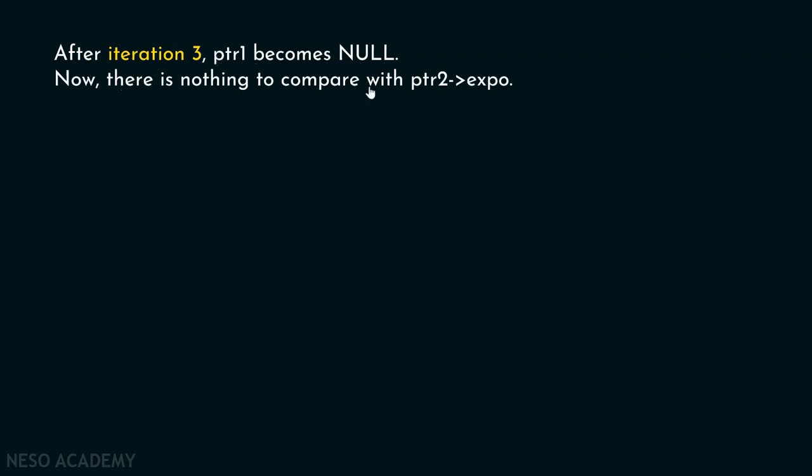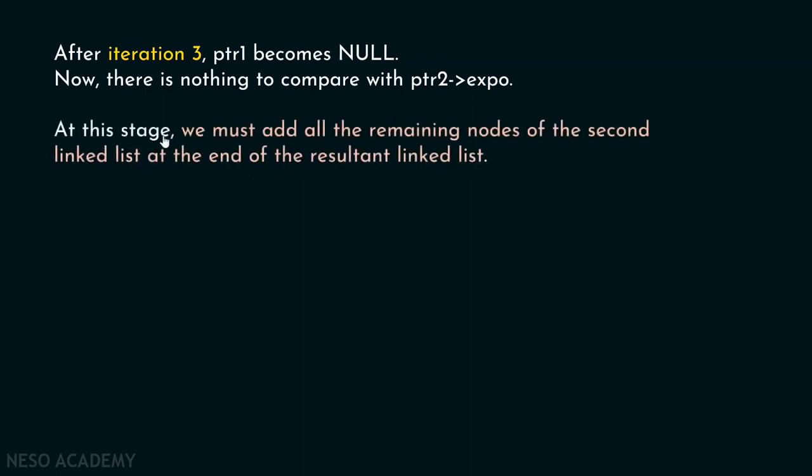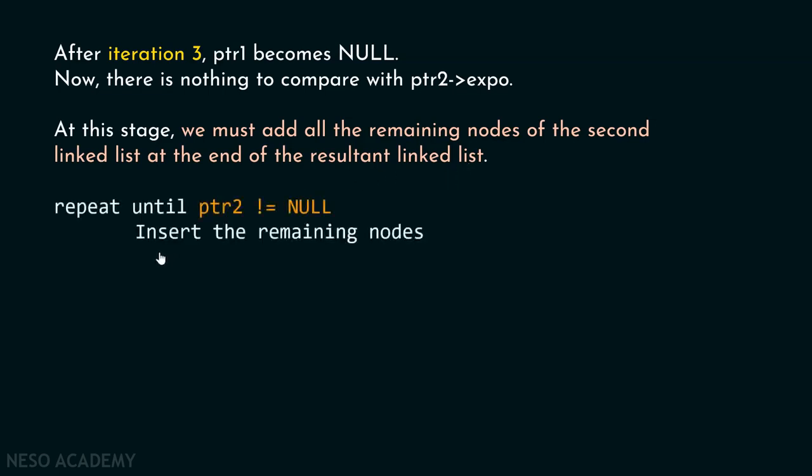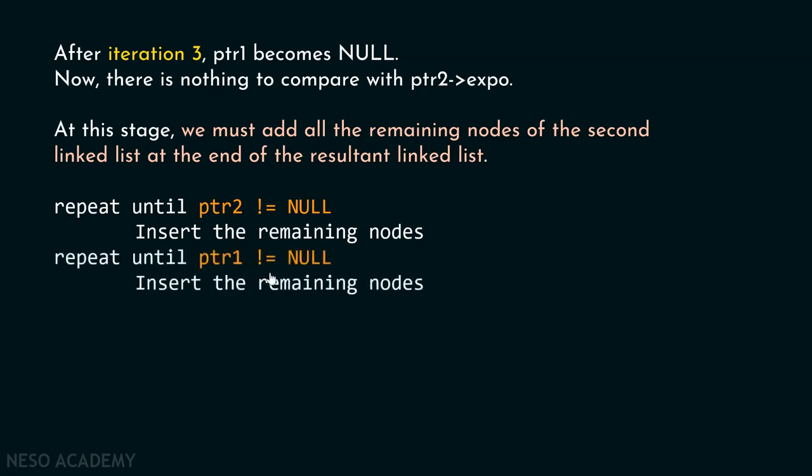Now there is nothing to compare with ptr2 expo. At this stage, we must add all the remaining nodes of the second linked list at the end of the resultant linked list. For this purpose, we must add this particular code. Repeat until ptr2 not equal to null. Insert the remaining nodes. Also, in general sense, we must also add this piece of code as well, because it might also be possible that polynomial 2 gets finished before polynomial 1. In that case, this code will work. Repeat until ptr1 not equal to null. Insert the remaining nodes. Okay.